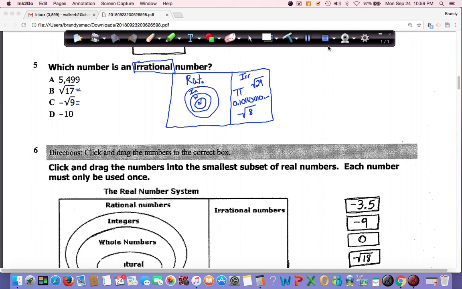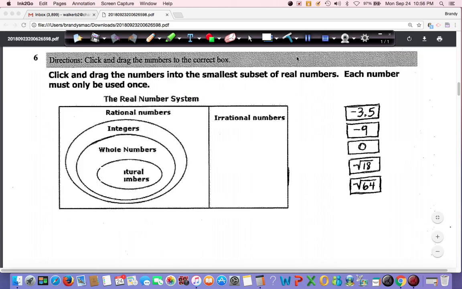on to number 6. Number 6. Click and drag the numbers to the correct box. Click and drag the numbers into the smallest subset of real numbers. Each number must only be used once. And so it gives us this nice, pretty real number system. And there are rational numbers versus irrational, separate sides. They don't mix. But inside real numbers, you can get more specific, or the smallest subset.